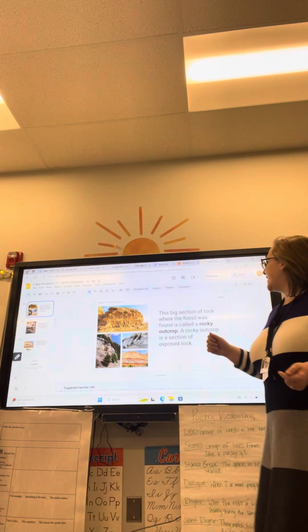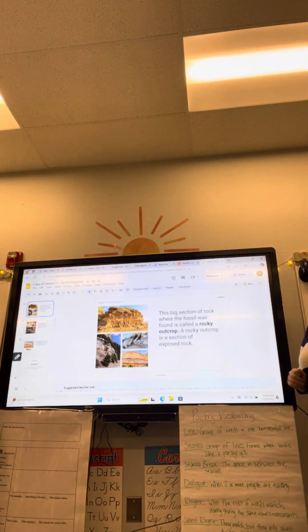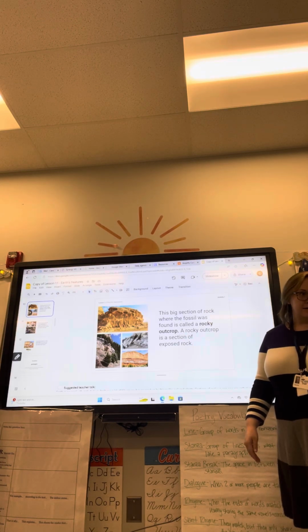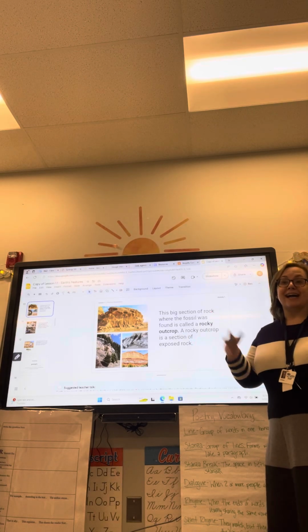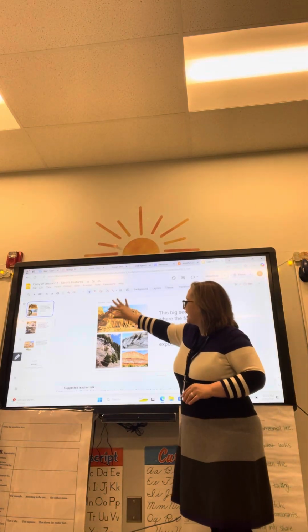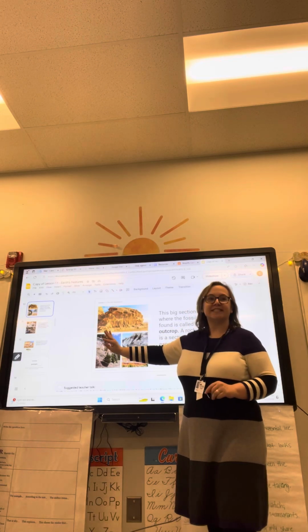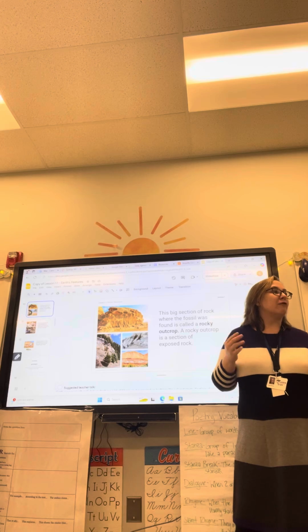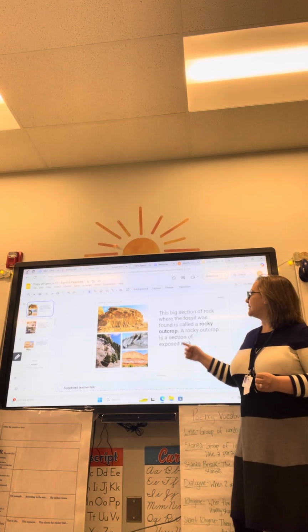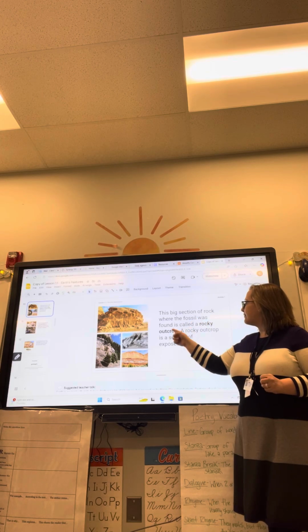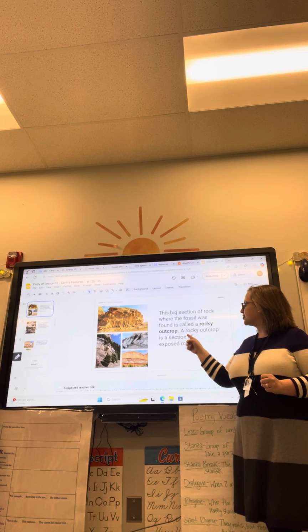All right, here's the next slide. This is a big section of rock where the fossil is found. It's called a rocky outcrop. A rocky outcrop is a section of exposed rock. So if it's exposed, that means that there's nothing hiding it, right? If it was not exposed, there would be a giant mound of dirt or something covering it to where we just couldn't see it. But because it's exposed, because there's nothing covering it, we can call it a rocky outcrop. I'm going to read that again. This big section of rock where the fossil was found is called a rocky outcrop. A rocky outcrop is a section of exposed rock.